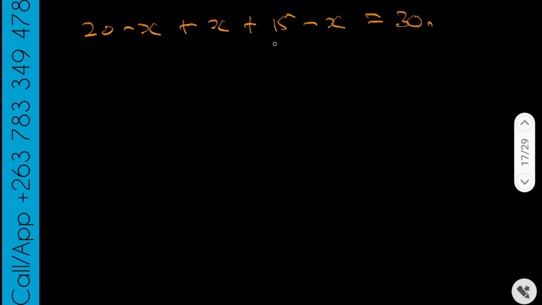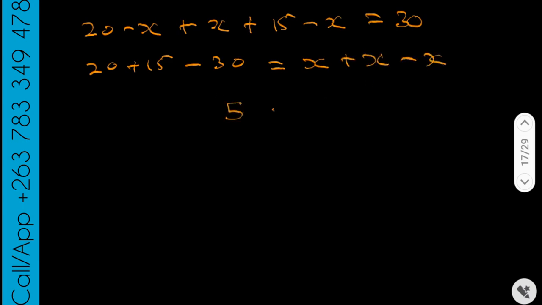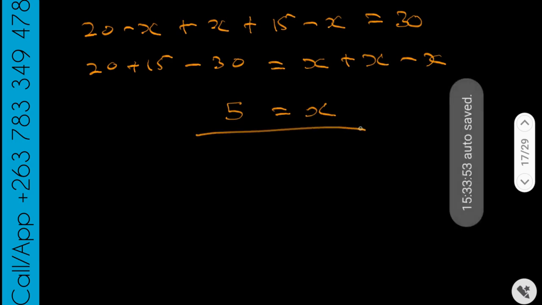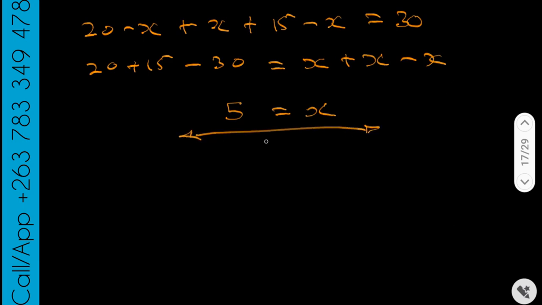Now, if I want to solve this, what happens? I'll arrange the order of like terms. I'll have my 20 plus 15. Bring this 30, this side becomes a minus 30. Then take these X's to the other side, I'll get X plus X minus X. This will give you 5 is equal to X. So we found our value of X.